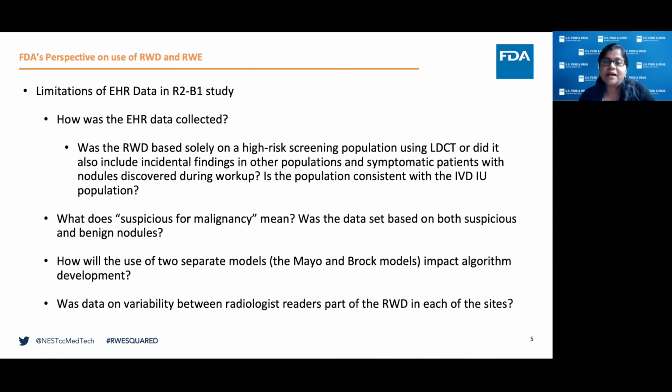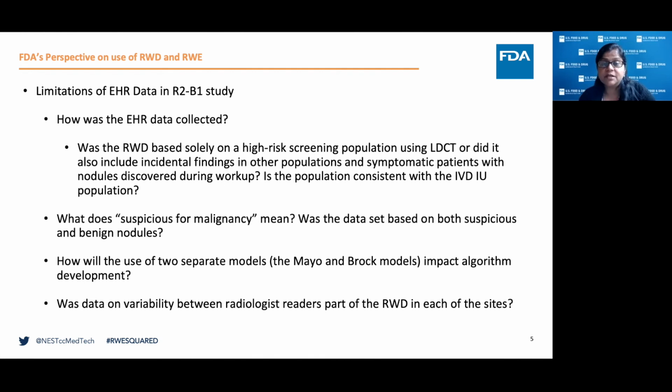So one of the questions we had is, was this data based solely on high-risk screening population using low-dose CT, or were there patients from incidental findings or other populations? Were there symptomatic patients with nodules discovered during workup? And I think Dr. Deppen touched upon those during his presentation. Therefore, the main question I'm asking here is, the population that was assayed or assessed in the real-world data, is that consistent with the IVD intended use population?